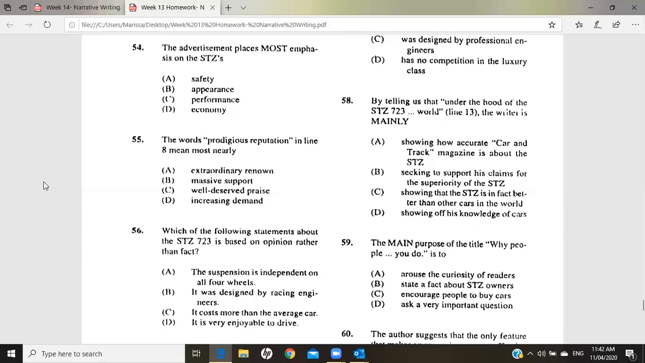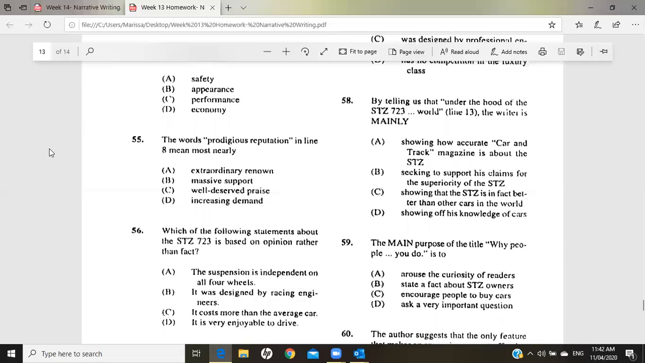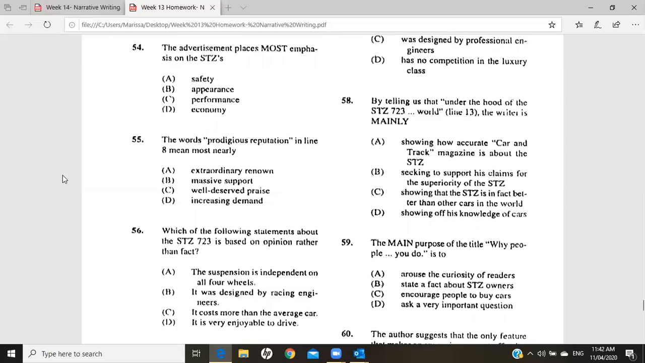Yes, the answer for 54 is C, because they spent a great deal of time talking about the performance of the vehicle. 55 says the words prejudice, reputation in line 8 mean most nearly what, Joshua? So Joshua is saying A. The answer for 55 is A, extraordinary renown.